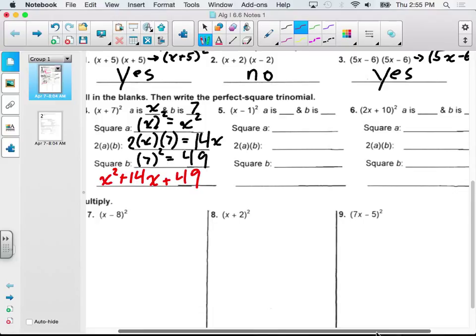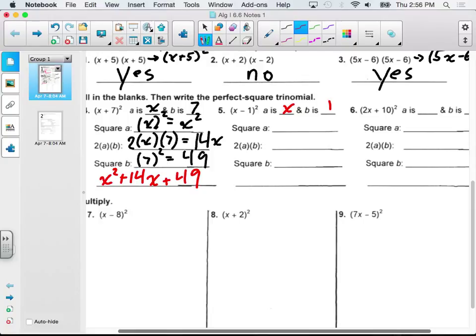All right, number 5. What's our a? X, our first term. What's b? Are you sure? There's only positive 1. Oh, it's just positive 1. Yep, when we have a binomial with a subtraction, we're going to leave that subtraction in there, and we're just going to take the value of our second term. So that would just be 1.